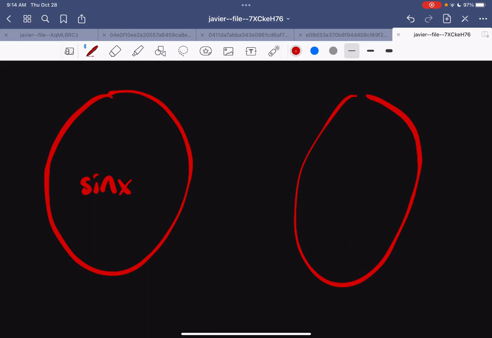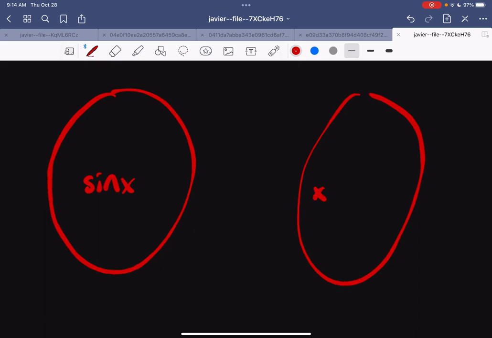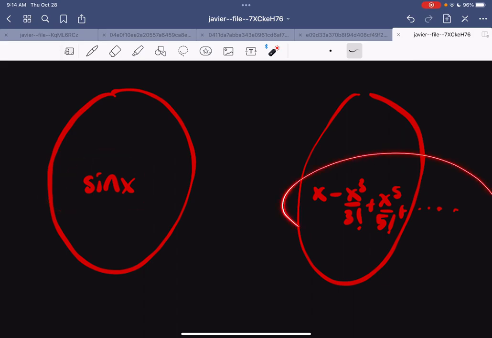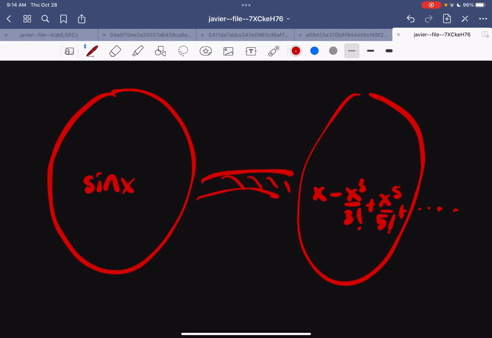Sine of x looks like a trig function. You would never ever think that it's a polynomial. Such as x minus x to the third over 3 factorial plus x to the 5 over 5 factorial, etc., etc., etc. These simply don't look like each other. This one looks like a trig function. This one looks like a long polynomial. Yet, this is the great promise of calculus second semester, that we get to see this bridge. It's famously called Taylor series expansions.